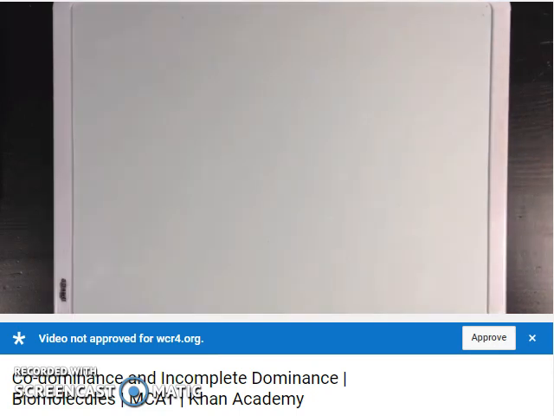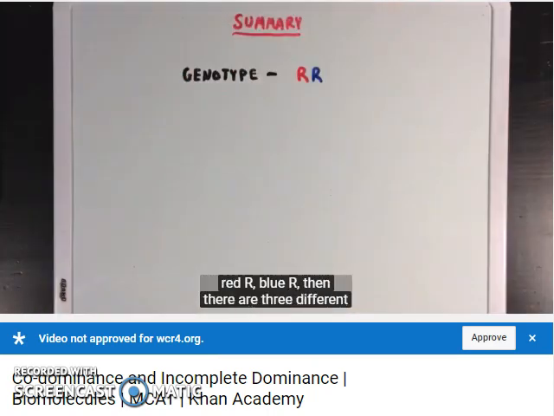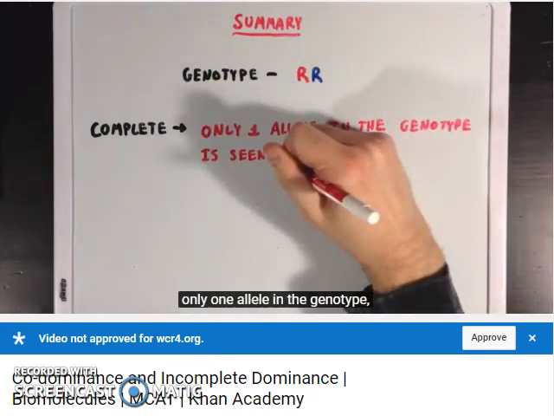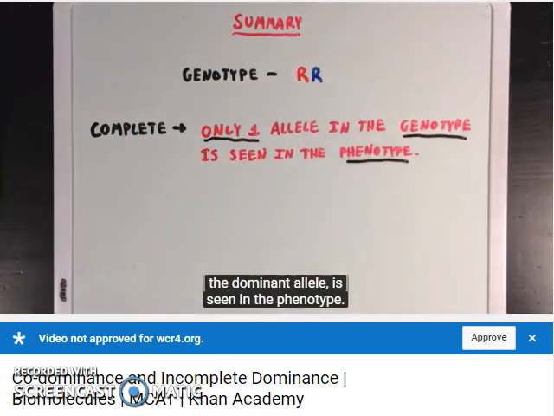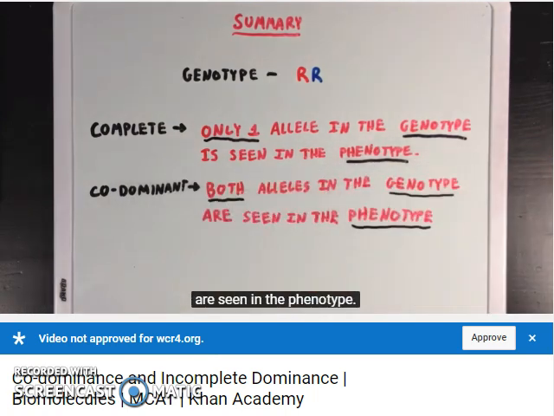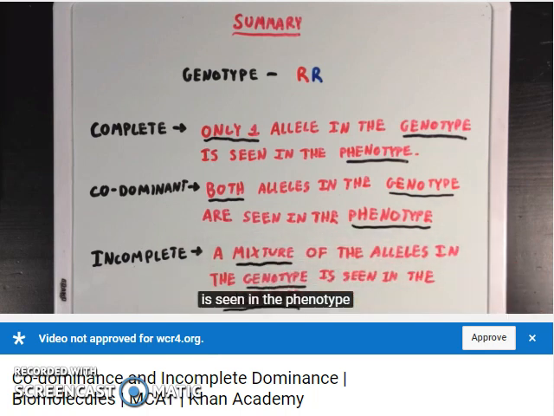So what did we learn? If we assume the heterozygous genotype, red R, blue R, then there are three different dominance patterns that we might see for a specific trait. In complete dominance, only one allele in the genotype, the dominant allele, is seen in the phenotype. This was the example with the red flower. In codominance, both alleles in the genotype are seen in the phenotype. This was the example with the flower with both red and blue petals. And finally, in incomplete dominance, a mixture of the alleles in the genotype is seen in the phenotype. This was the example with the purple flower.